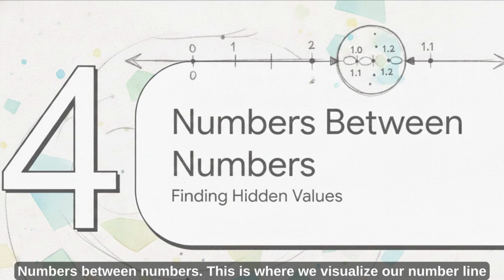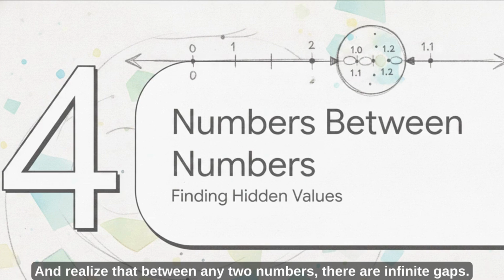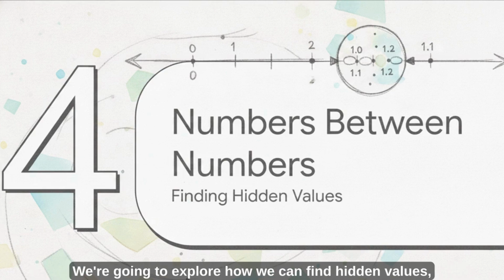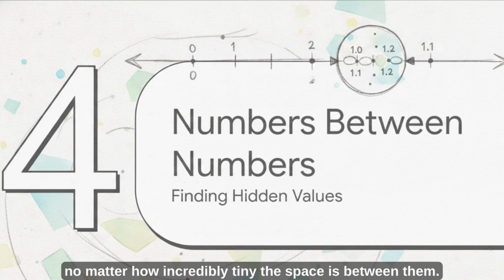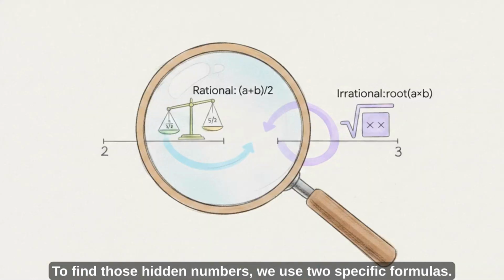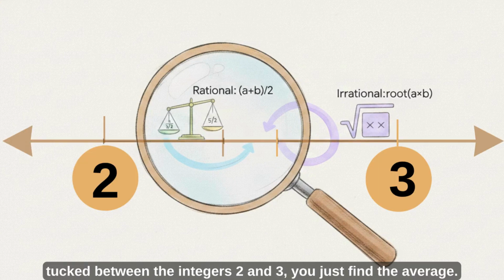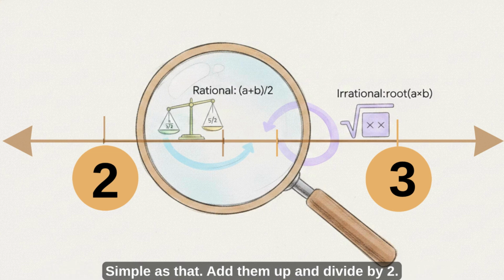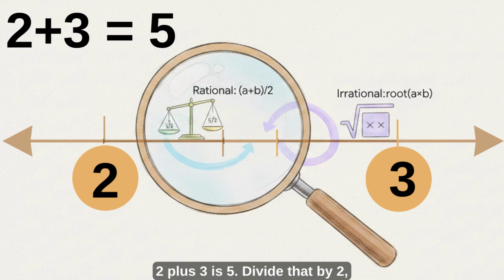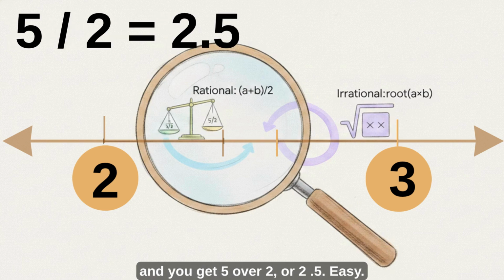This is where we visualize our number line again and realize that between any two numbers, there are infinite gaps. We're going to explore how we can find hidden values, no matter how incredibly tiny the space is between them. To find those hidden numbers, we use 2 specific formulas. If you want to find a rational number safely tucked between the integers 2 and 3, you just find the average. Simple as that. Add them up and divide by 2. 2 plus 3 is 5. Divide that by 2 and you get 5 over 2, or 2.5.